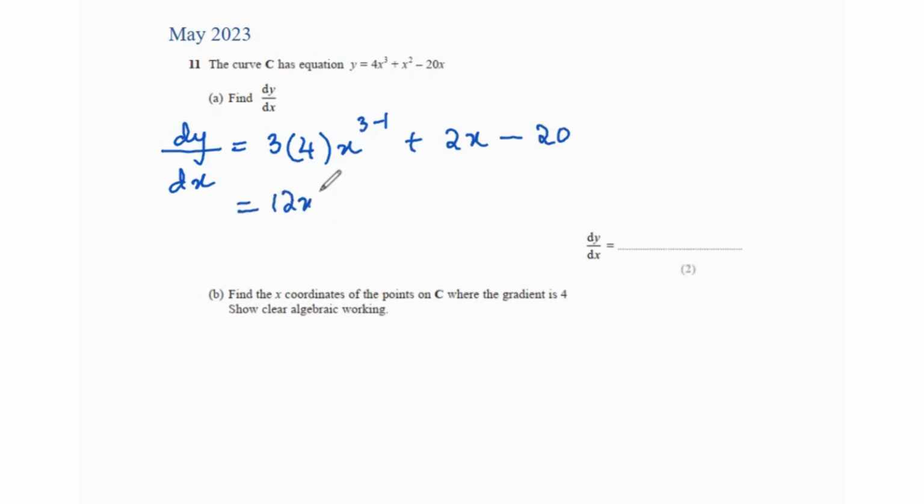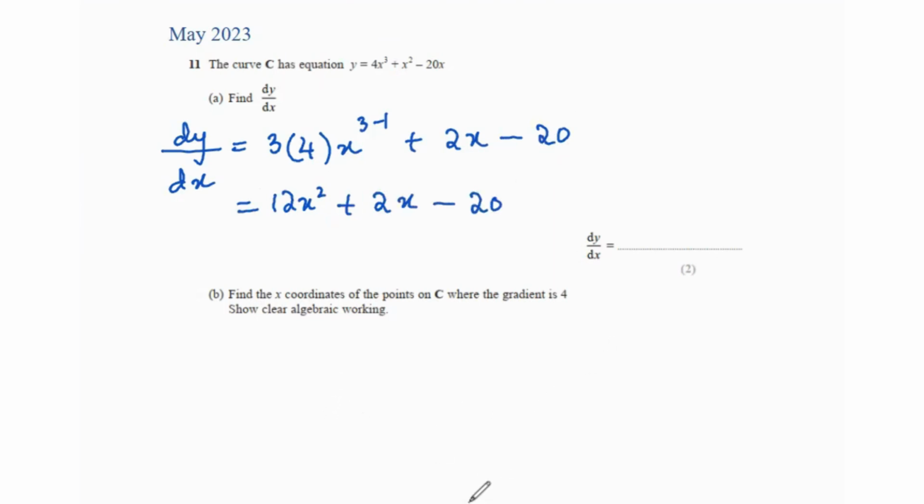Then it says the curve C has equation y equals 4x cubed plus x squared minus 20x. Find dy by dx. Very similar to the first question that we did in this video. So basic differentiation, bring the power down and subtract 1 from the power. So that's 12x squared plus 2x minus 20.